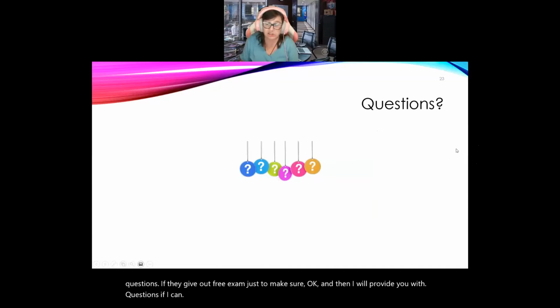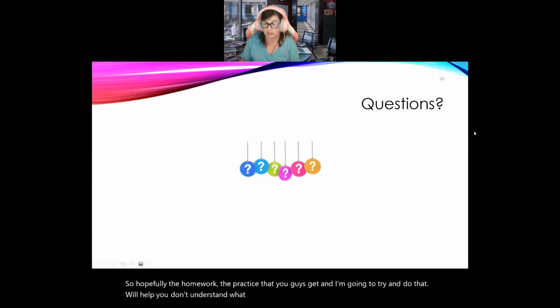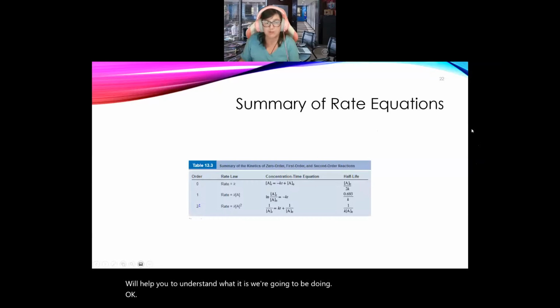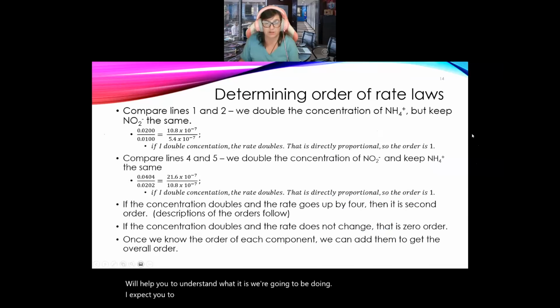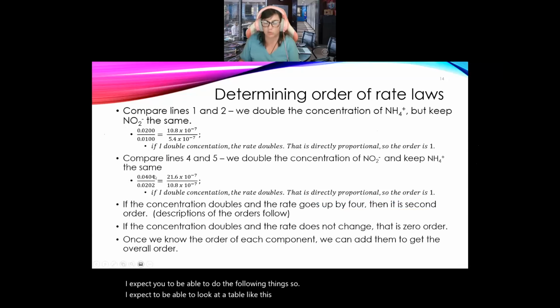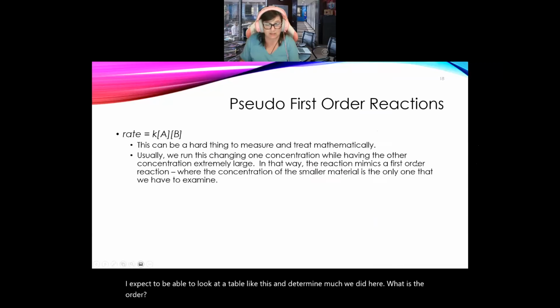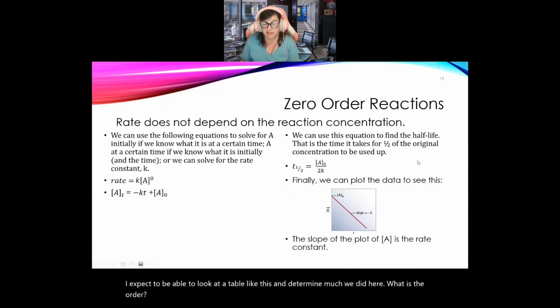All right, so questions, comments, problems on any of that. So hopefully the homework or the practice that you guys get, and I'm going to try and do that tomorrow, will help you to understand what it is we're going to be doing with this. Okay. I expect you to be able to do the following things. So I expect you to be able to look at a table like this and determine, much like we did here, what is the order for each of those components based on that table. I expect you to be able to plot data and see which is the best order.